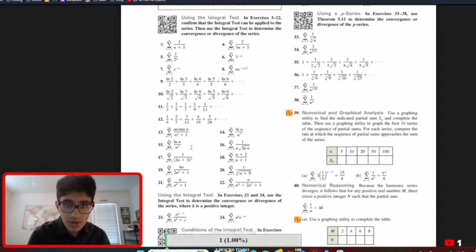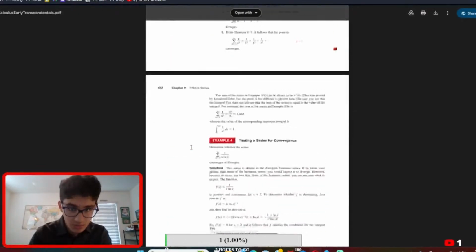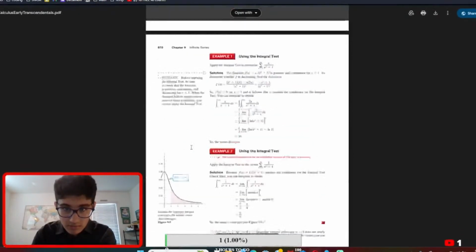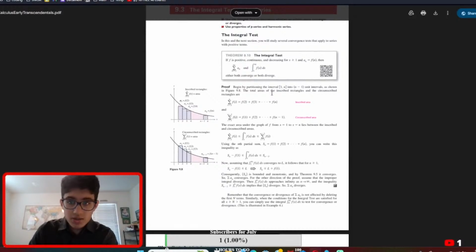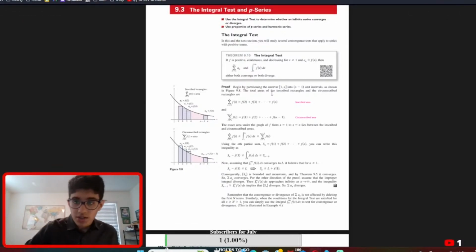Confirm that the integral test can be applied. Okay, what are the rules for the integral test? What are the conditions? That's obviously important to know. So, if f is positive, continuous, and decreasing for x greater than or equal to 1. So it has to be positive, obviously continuous, and it has to be decreasing. Okay, those are the conditions for the integral test. That's easy enough to remember. All that has to be done then is maybe 1 or 2 questions of practice. So let's find them.